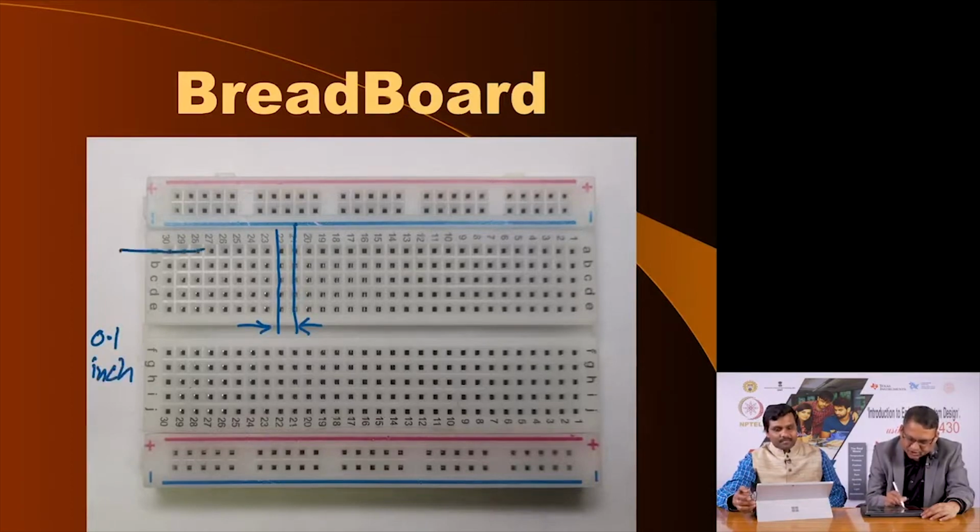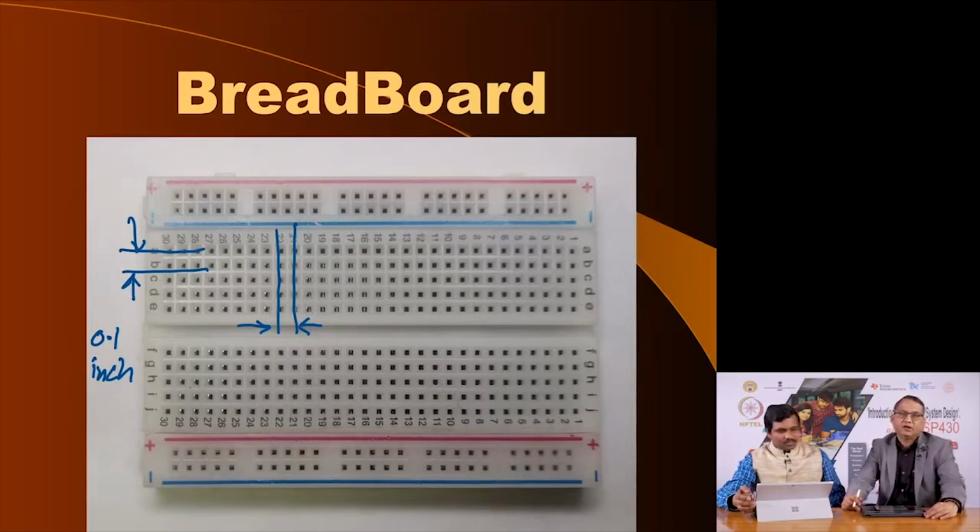Similarly, if you see the holes in these lines, this pitch is also 0.1 inch. The reason for this peculiar choice of pitch is that in the olden times all the ICs were made such that the distance between the two neighboring pins of an IC was 0.1 inch, and the distance between two rows of ICs was in multiples of 0.1 inch. Usually it was 0.3 inches or 0.6 inches.